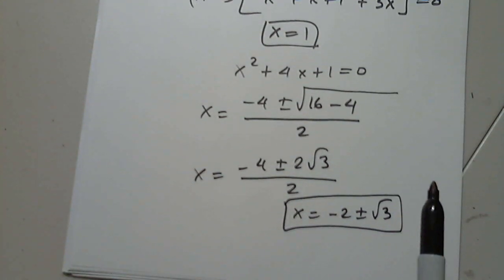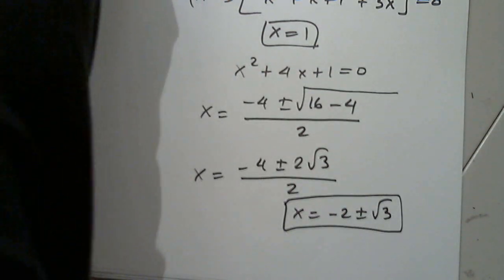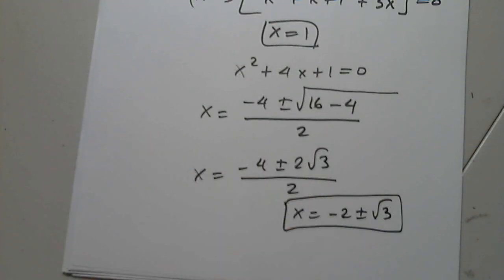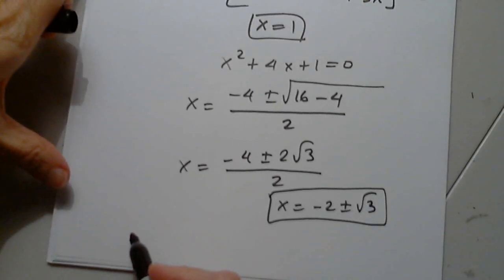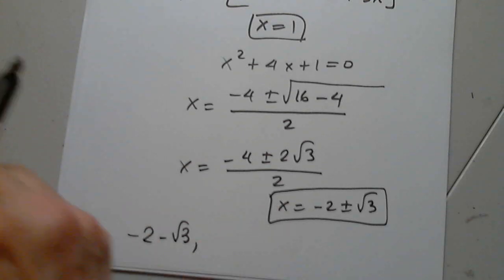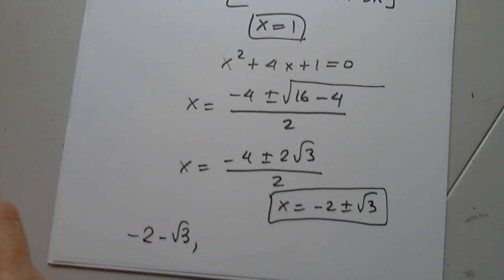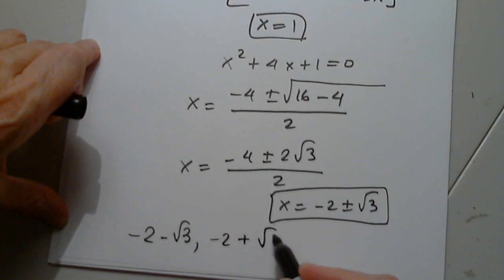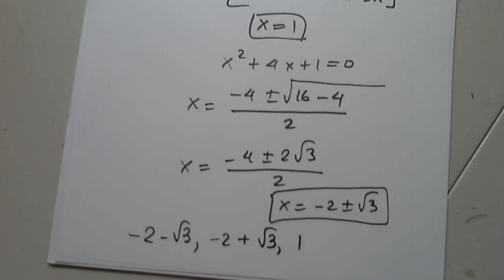So we have to enter, they are requesting from the largest to the smallest? Other way, smallest to largest. Okay, very good. So we're going to enter the smallest as -2 minus the square root of 3. We are going to enter the next one, the negative plus: -2 plus the square root of 3, and then 1. And then 1 is the largest. So -2 minus the square root of 3, comma, -2 plus the square root of 3, comma, 1.